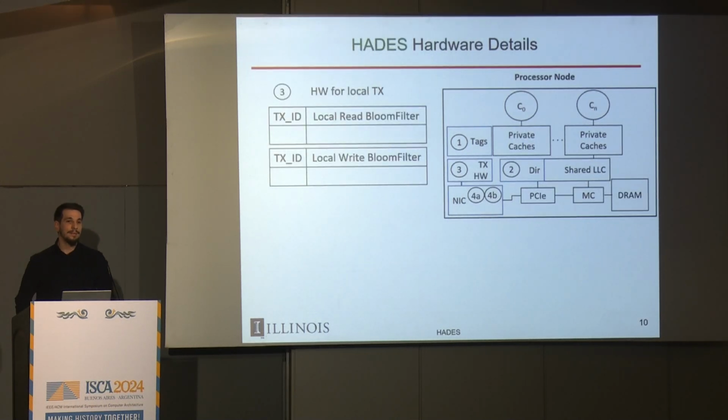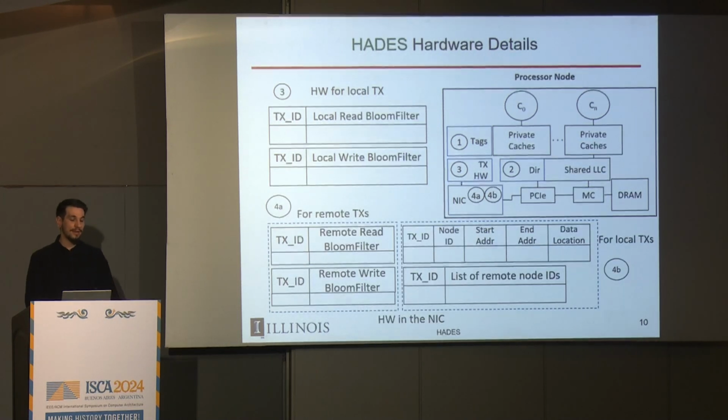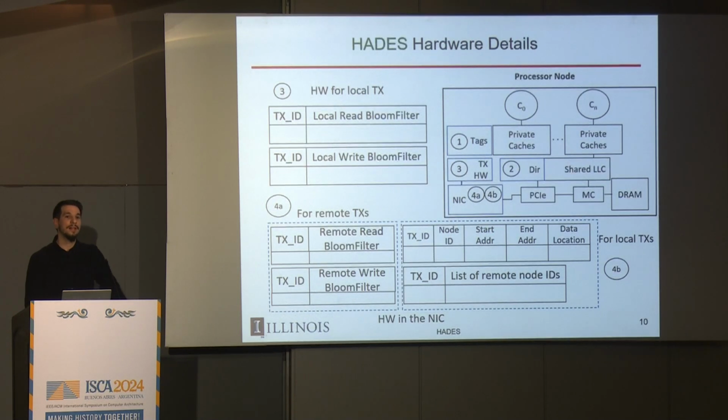We also have read and write Bloom filters next to the LLC that record all the cache lines that were read or written during the transaction, and we tag these Bloom filters by the transaction ID. On the NIC, we have data structures for remote operations and for local operations that target remote nodes. For remote operations that target our node, we have read and write Bloom filters that record the cache line accesses that were happening from a remote node to our local node. And for local transactions, we have to keep track of some metadata, which are the nodes that participate in these remote transactions, and which are the cache lines that we are writing on remote nodes. So these are all the data structures that we have.